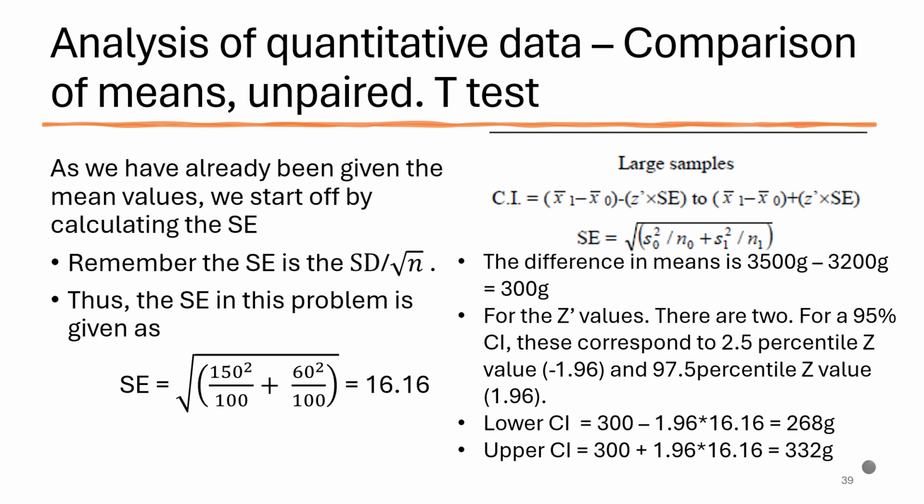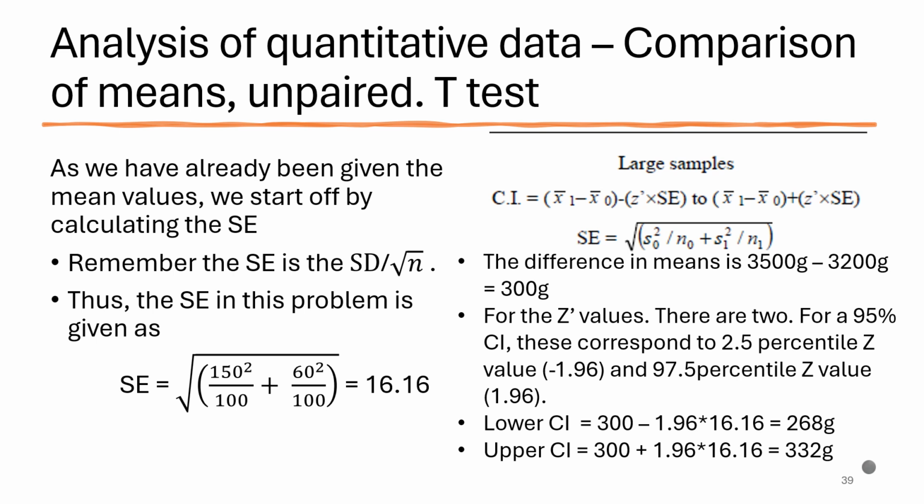What you would notice here is, since in the previous table we were given the standard deviations, we squared the standard deviation. So you could see in the formula that's written there is the square root of 150 squared divided by 100, which is the number of observations, plus 60 squared divided by 100, which is also the number of observations, with 60 being the standard deviation for group B. And after calculating that, we get a standard error of approximately 16.16.